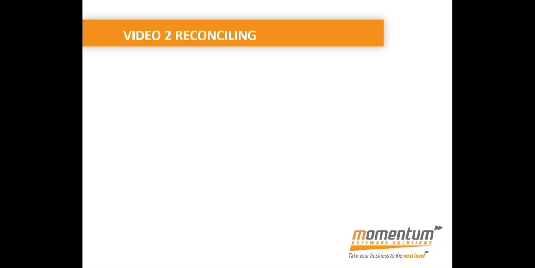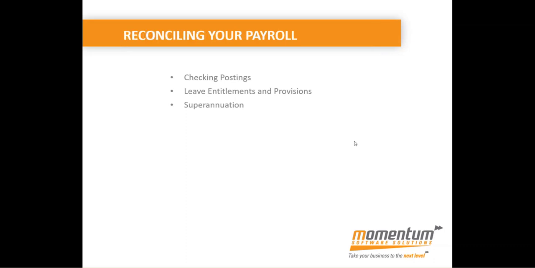This is the next of the videos in our series for reconciling MYOB Exo Payroll. This video is going to be about reconciling your pay in preparation for your end of financial year. What we're going to do is have a look at checking your postings and making sure that what you have in the payroll matches your general ledger, or at least how to get the information out of the payroll to match it back to your GL. We'll have a bit of a look at leave entitlements and provisions, and also reconciling your superannuation.